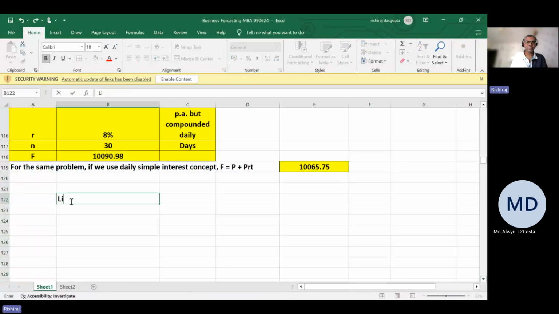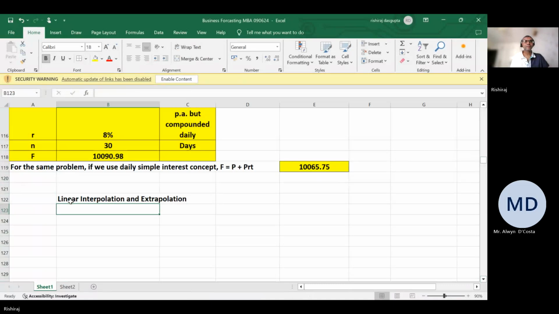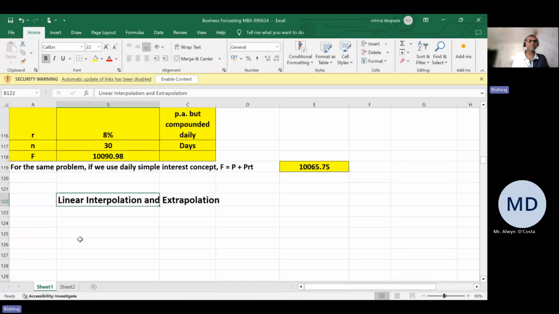So now we talk about linear interpolation and extrapolation. Linear extrapolation is nothing but forecasting. So this also comes under a broad understanding of basic growth based forecasting. So you have to understand what we mean by interpolation and extrapolation, linear interpolation and extrapolation.